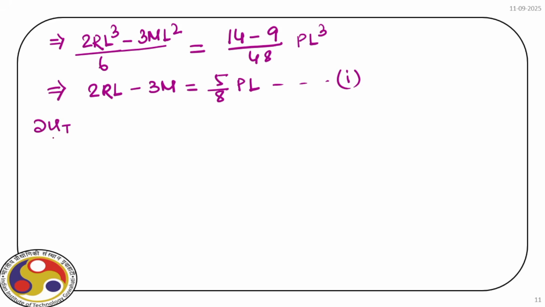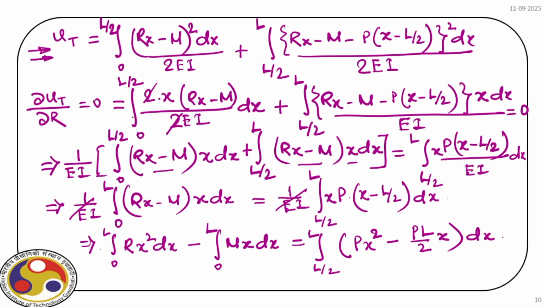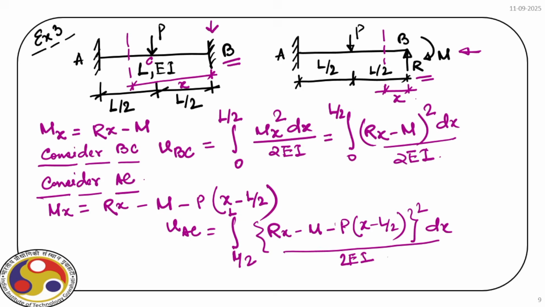So UT is differentiated with respect to M. Now if you do that, this is equal to 0, and we have, you see the first part here.